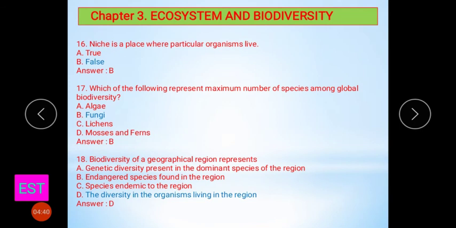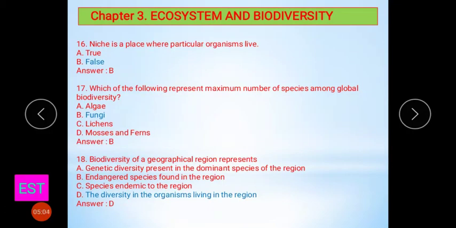Next, niche is the place where a particular organism lives. Yes, that is a true option. Sorry, that is a false option, B option. Which of the following represents the maximum number of species among the global biodiversity? It is fungi, fungus.